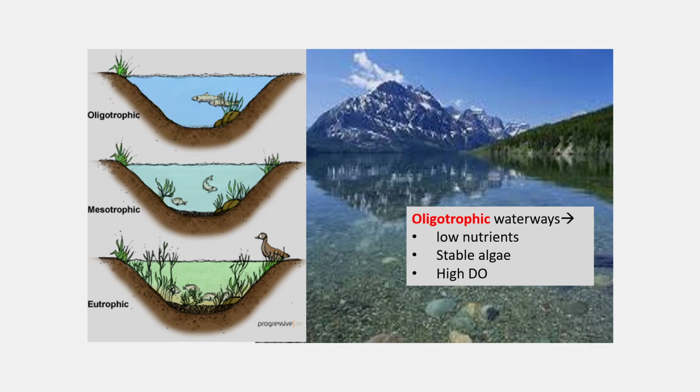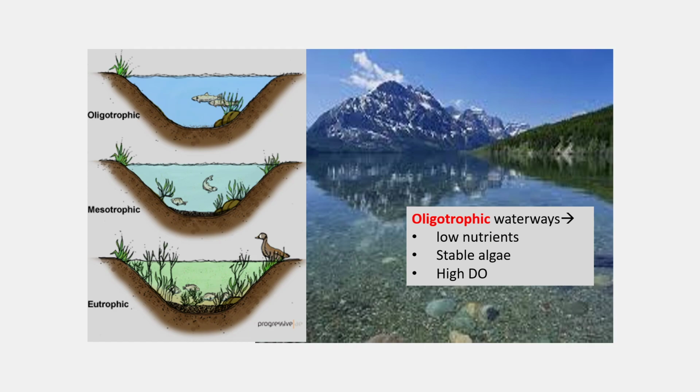Just a reminder, in the different types of lakes, there are three main types when we're talking about nutrients. We have oligotrophic, mesotrophic, and eutrophic. Oligotrophic lakes have low nutrients, stable algae, and a high amount of dissolved oxygen. Oligotrophic lakes are very clear, but that doesn't always mean they are the healthiest because they usually have low nutrients. So you typically see these three types of lakes and different species that thrive in each one.